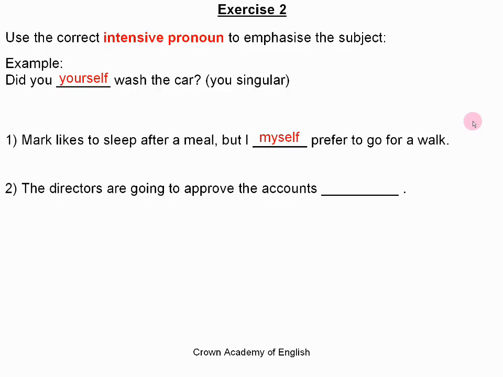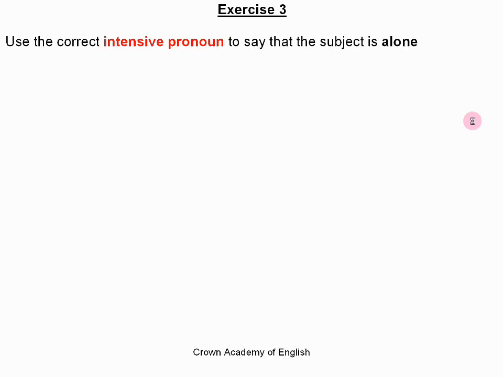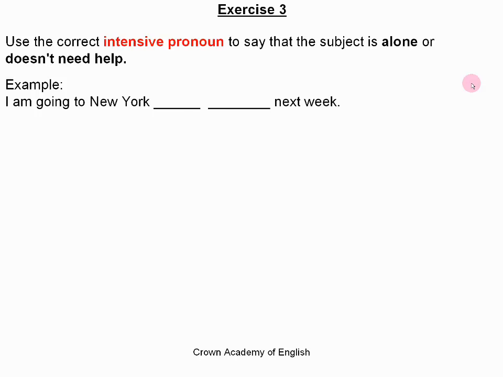Question 2. The answer is, the directors are going to approve the accounts themselves. Question 3. The answer is, Jane herself informed me of her decision. Finally, exercise 3. I want you to use the correct intensive pronoun to say that the subject is alone or doesn't need help. Example. The answer is, I am going to New York by myself next week.